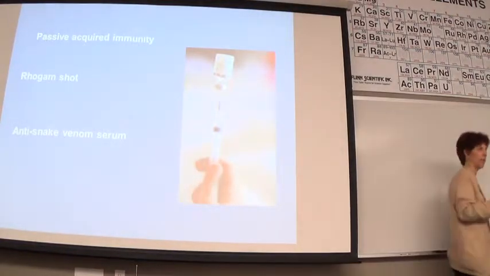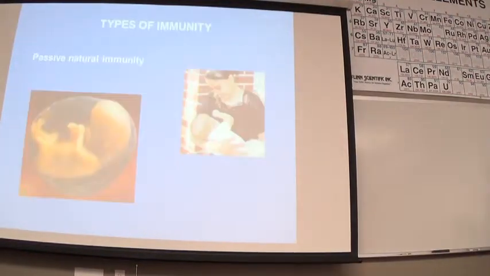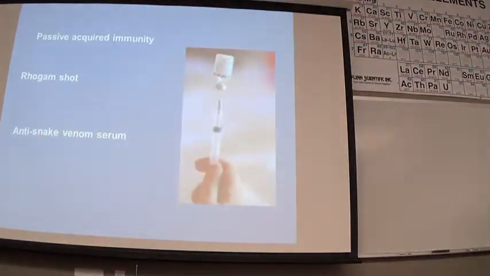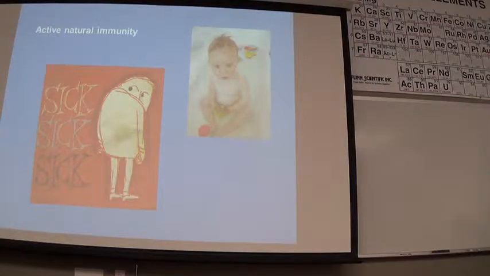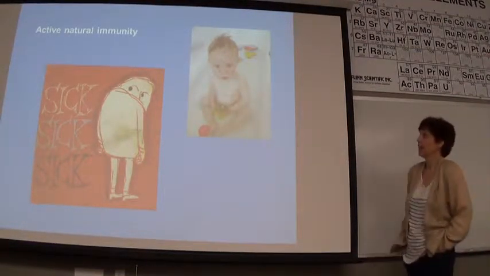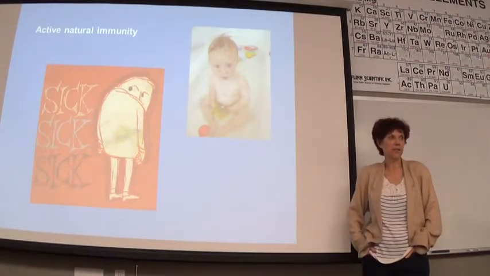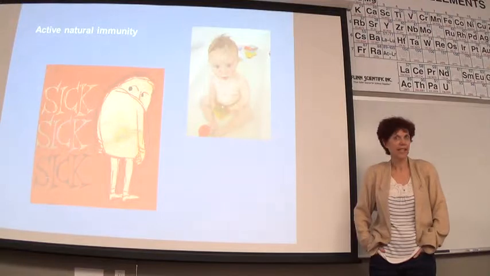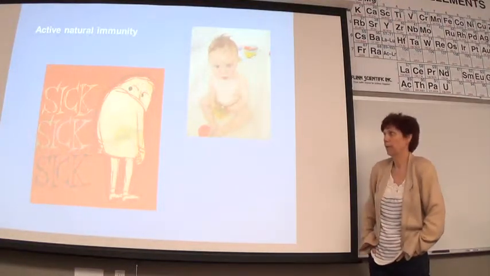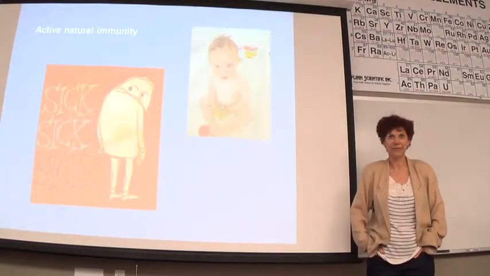Do you understand the difference between that passive and this passive? Okay, an artificial environment. So acquired. Then we have active natural immunity. You get sick. So the virus crosses your mucous membranes and you get chicken pox or you get the flu.